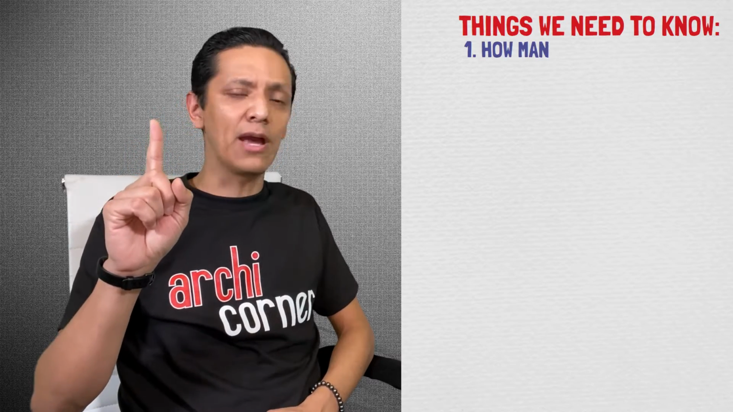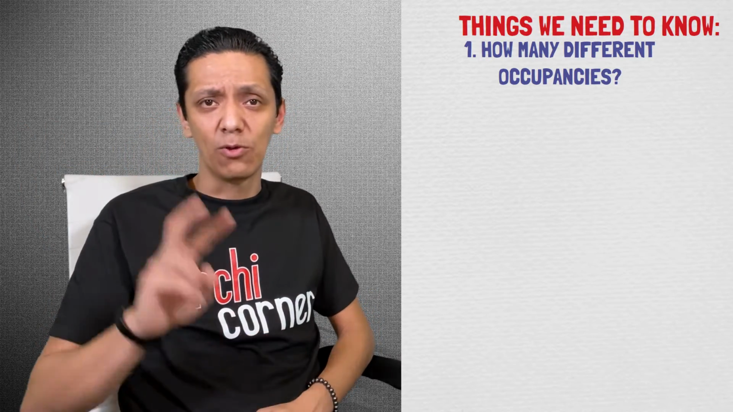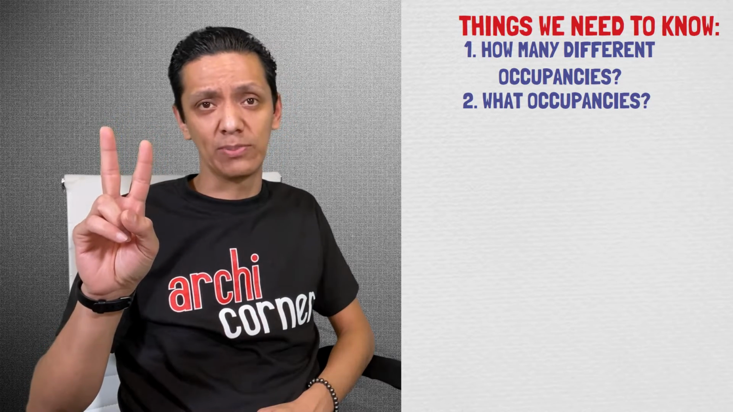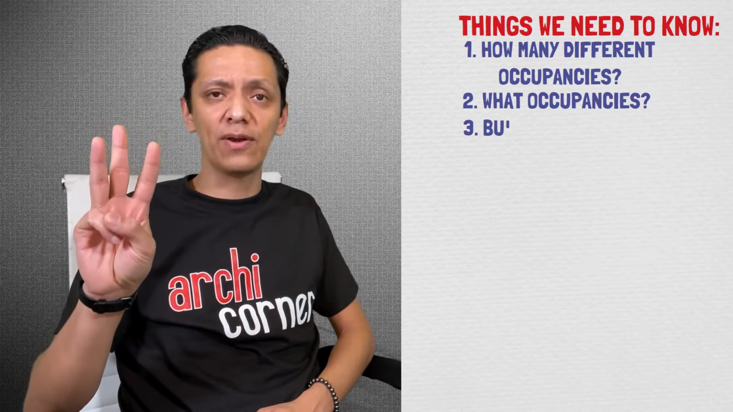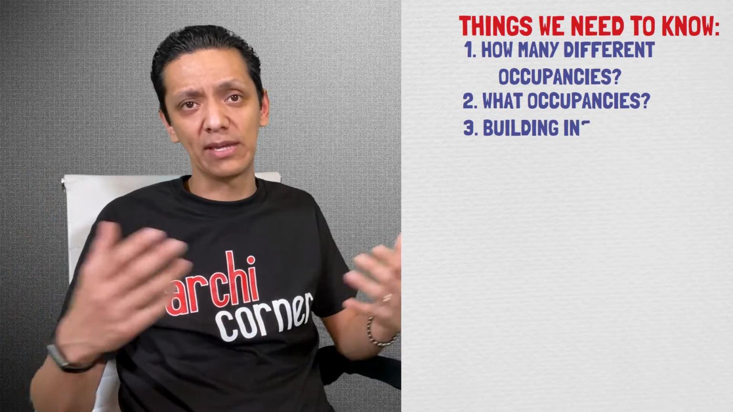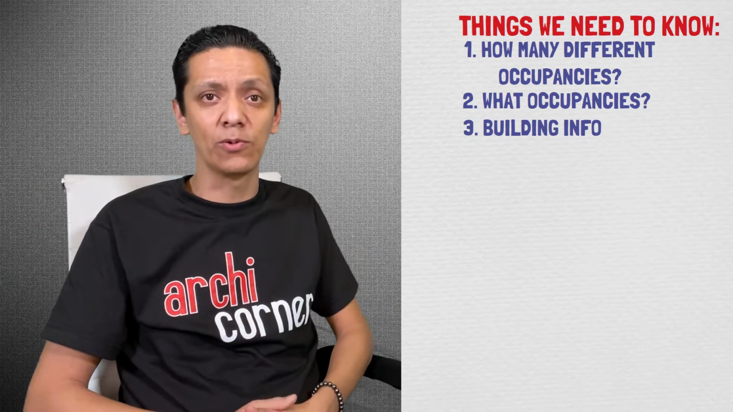First, we need to find out a few things. One, how many different occupancies do we have in the building? We also need to find out what those occupancies are. And third, we need to find out some typical building information where our project is located.